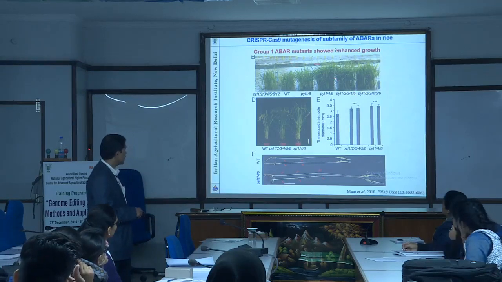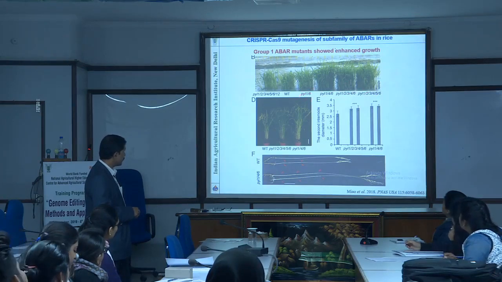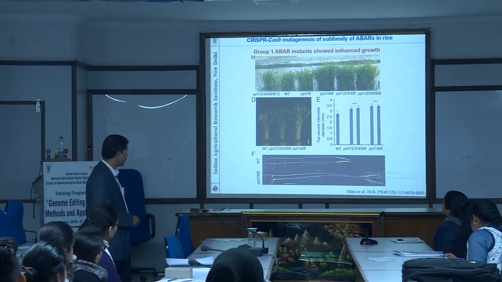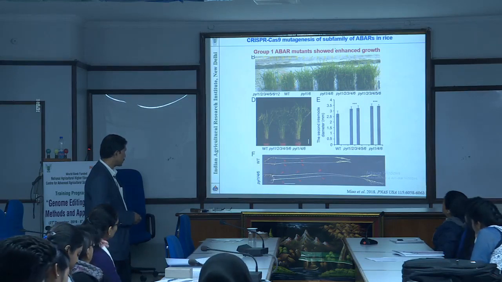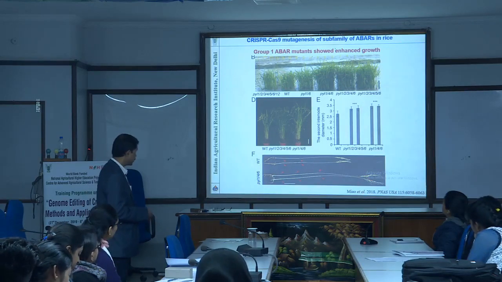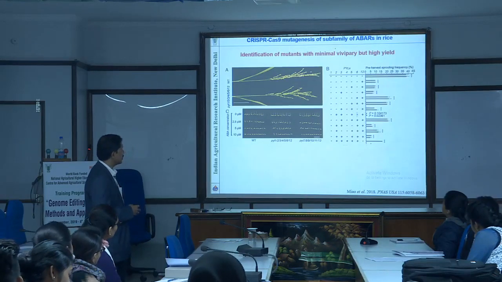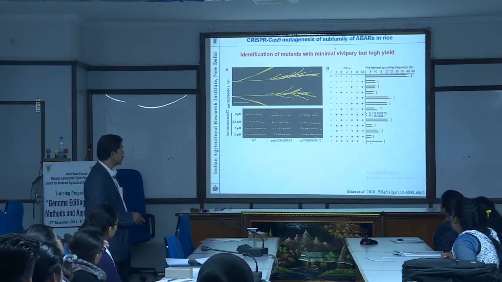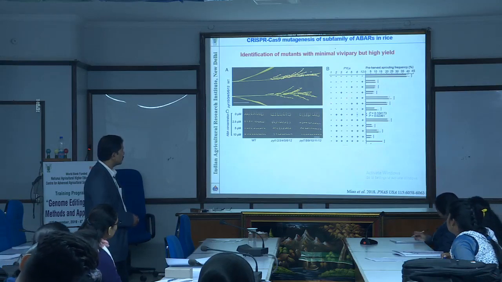So this is one of the studies where if you mutagenize these ABA receptors, you find that these plants grow better under normal environmental conditions. That is, compared to wild type, the plant growth is better and they produce higher yield. But we have to identify the mutant combination that promotes growth under normal condition but does not cause other problems.